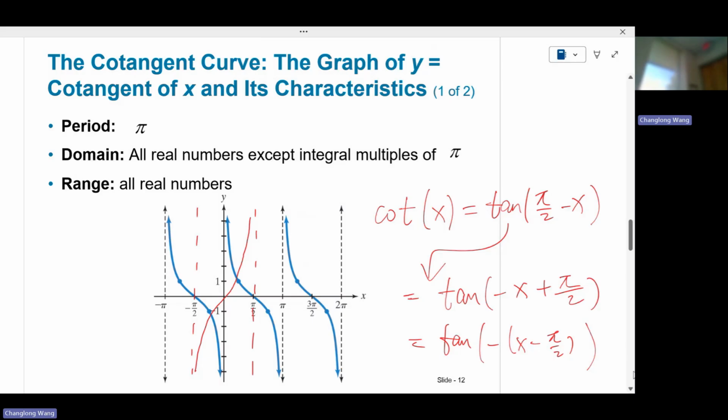Let's see if it makes sense. Here, the tangent intersects the 0, right? Flip it, still intersects the 0, but shift it to the right. All right. Now, be careful with the orientation. So I think that I said it in the past.